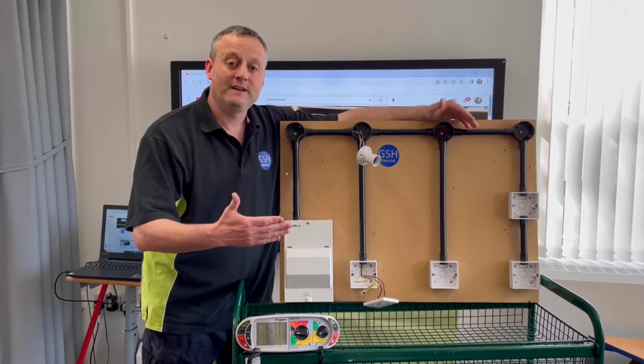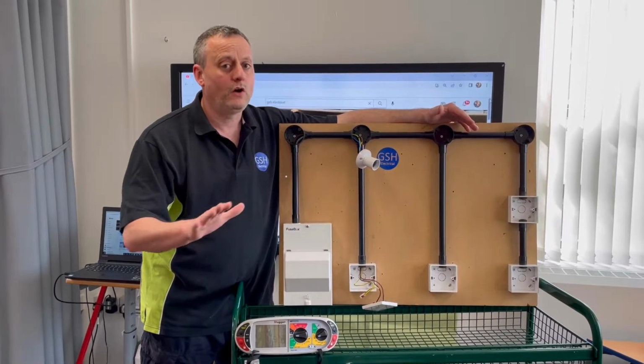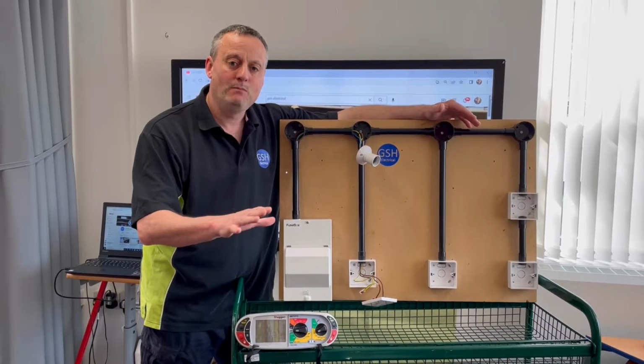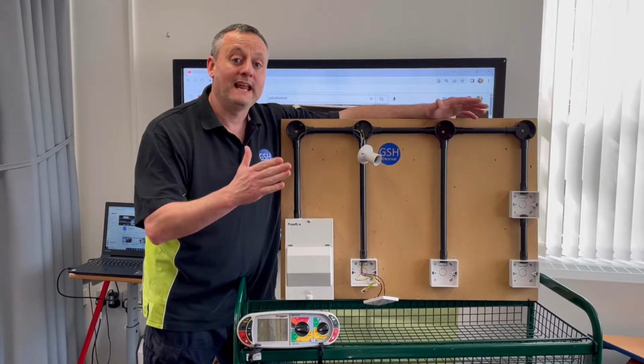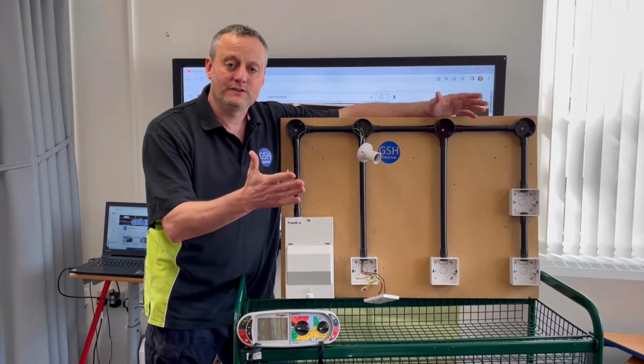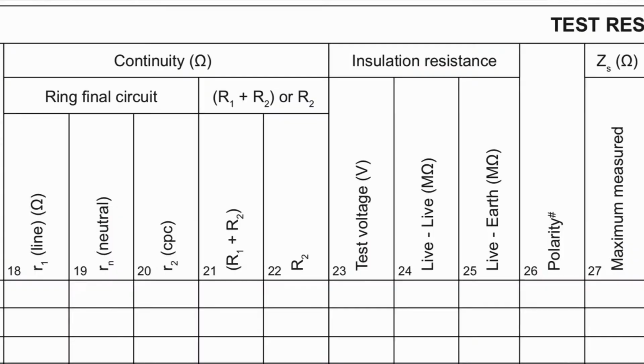So in this video, we're going to carry out those dead tests. We're not going to go live with this installation. I never go live with it with my learners. It's that first 10 weeks, and can we start working out how to perform a continuity test? In other words, measure the resistance of the circuit and record it in the appropriate box heading R1 plus R2, and what do they mean?